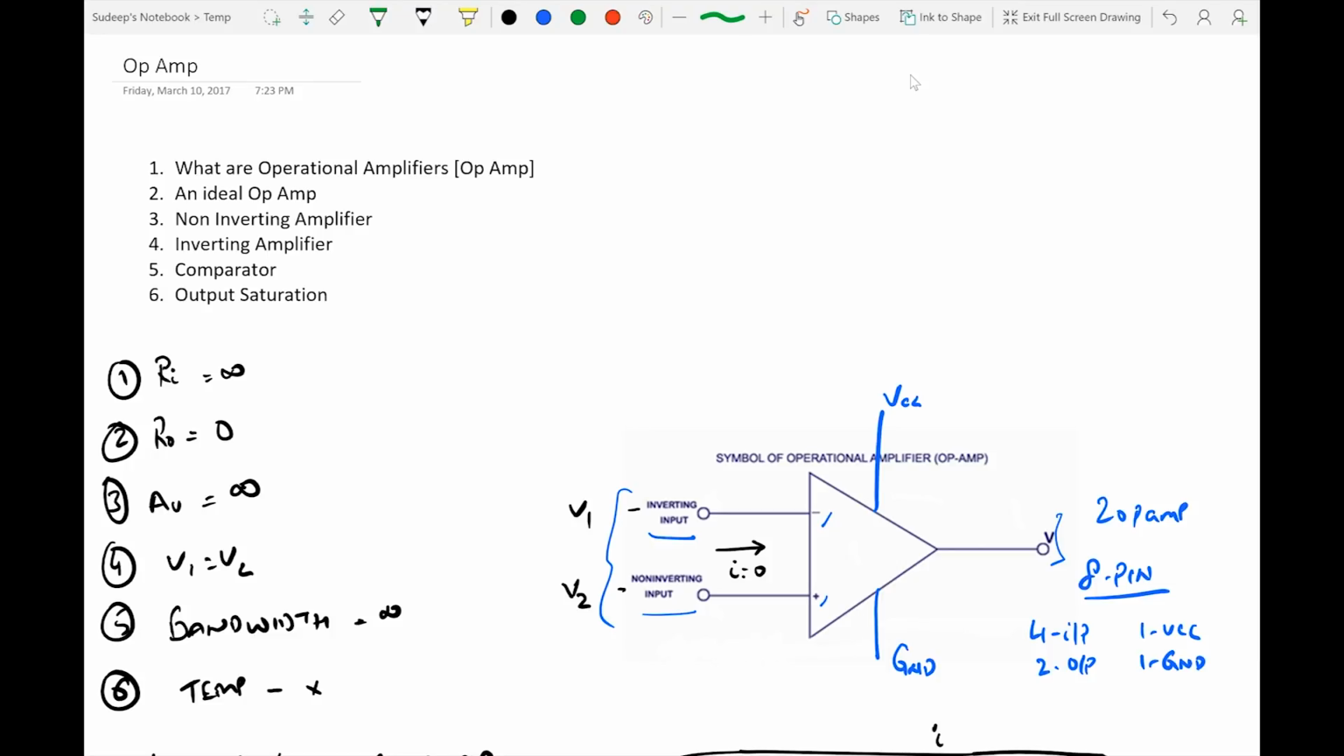So very quickly, we have talked about what an operational amplifier is. We have talked about the characteristics of an ideal op-amp. We have talked about non-inverting and inverting op-amps. We have talked about comparators and the concept of output saturation also. So that is all that I wanted to share about op-amps with you guys.